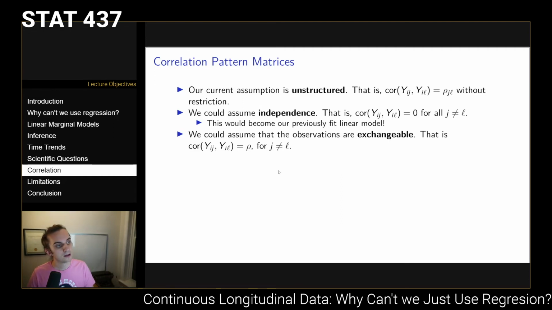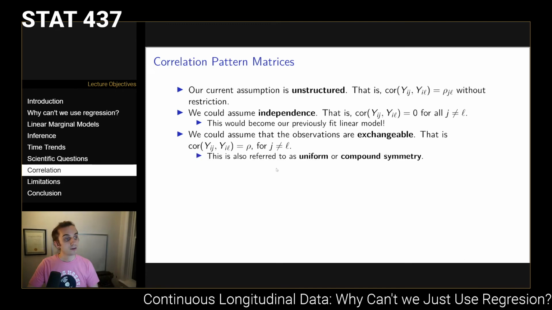We could also assume that the observations are exchangeable. Now, what we mean by this is that for any pair of observations, we're going to have the same correlation. So week 0 and week 1 have the same correlation as week 0 and week 4, same as 0 and 6, same as 1 and 4, 1 and 6, 4 and 6, etc. What this means is that we only need to estimate one correlation parameter, okay? We might also refer to this as the uniform or the compound symmetry assumption. So you're going to see exchangeable, uniform, compound symmetry. All of those mean the same thing.